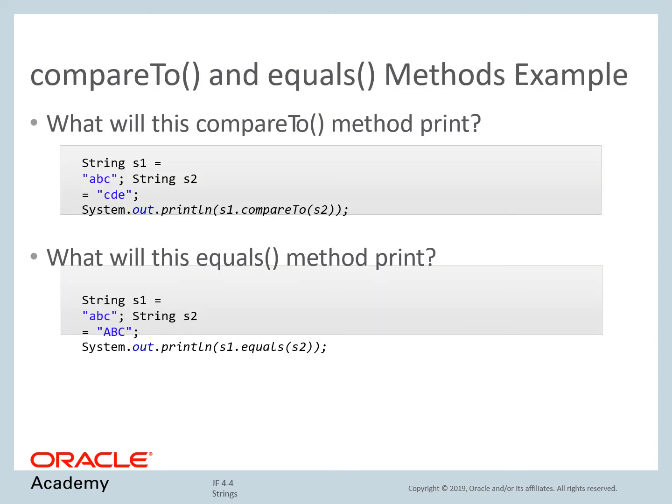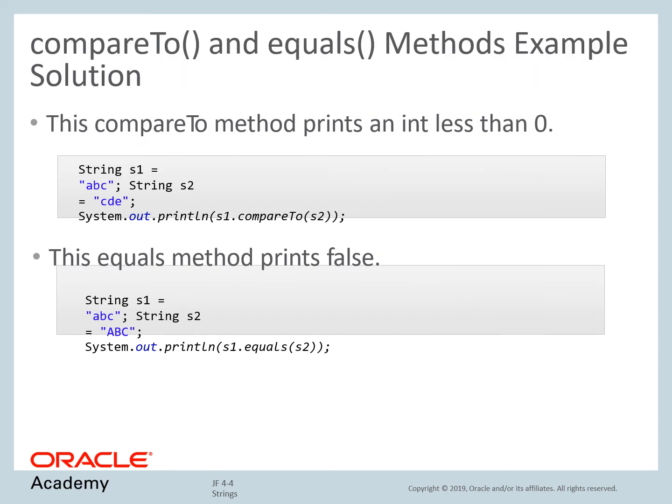compareTo and equals method example. What will this compareTo method print? What will this equals method print? This compareTo method prints an int less than 0. This equals method prints false.